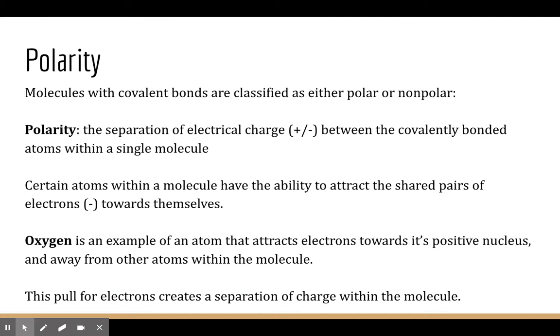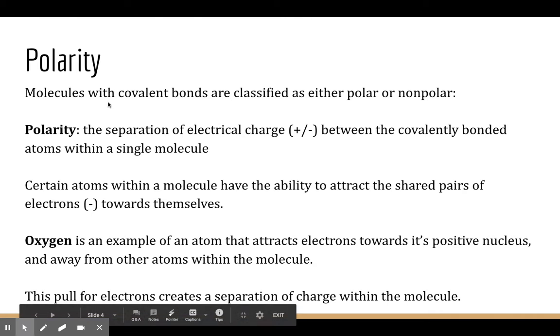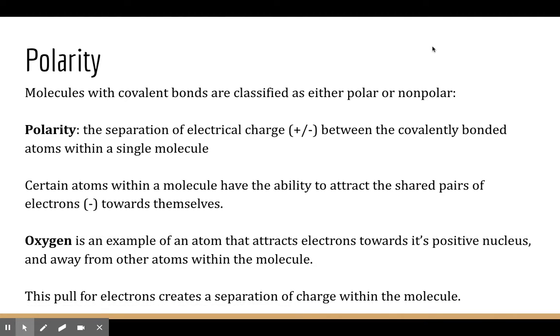So one of the major properties that is really unique to water is polarity. All right, so water is an example of a polar molecule. And when you're looking at molecules, they can be classified as either polar, like water, or nonpolar. So polarity in general is the separation of electrical charge. So it's the separation of positive charges and negative charges between covalently bonded atoms within a single molecule.